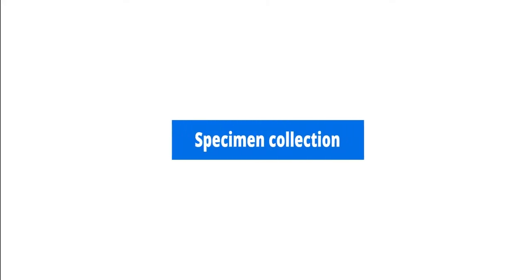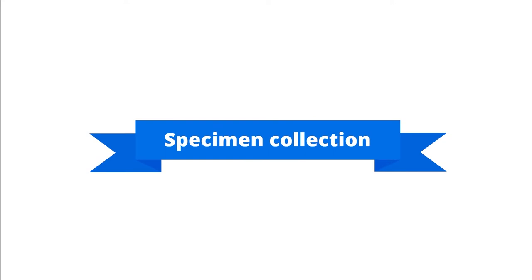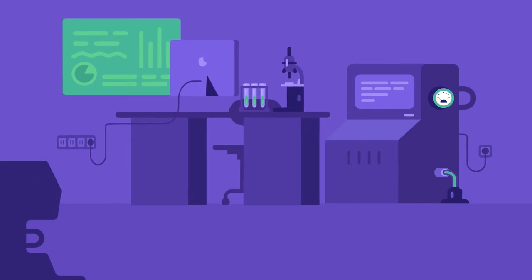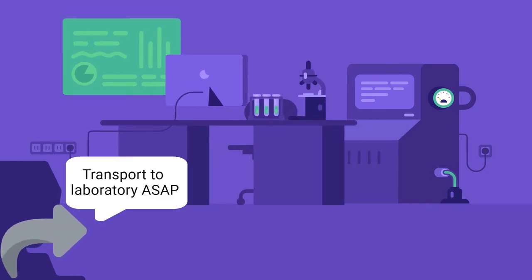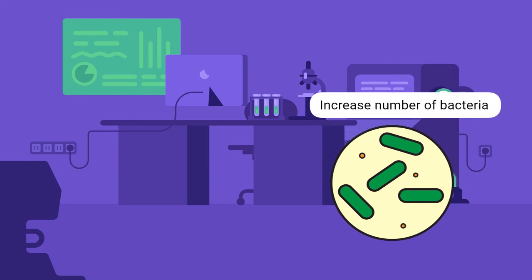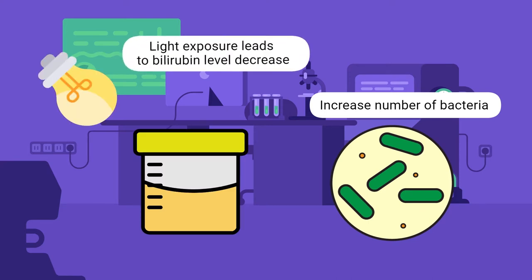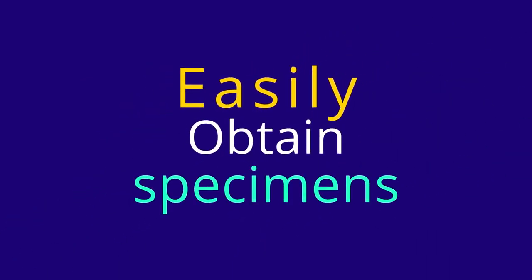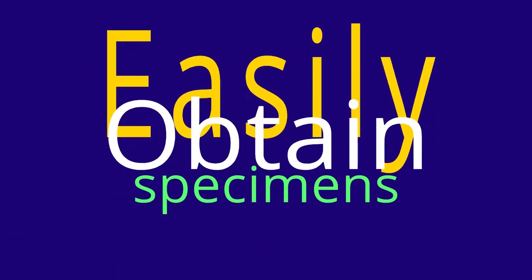Prior to urine analysis, a clean urine sample is collected into a specimen cup and brought to the laboratory for testing. It is best to transport it to the laboratory as soon as possible because delaying testing could alter the test results. For instance, bacteria could multiply while the specimen is awaiting testing, and the bilirubin level could change due to light exposure. Generally speaking, urine is one of the easiest specimens to obtain. Accurate test results begin with a proper specimen collection.